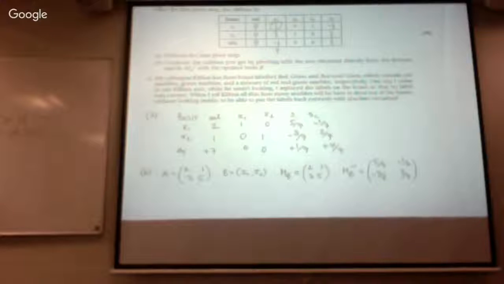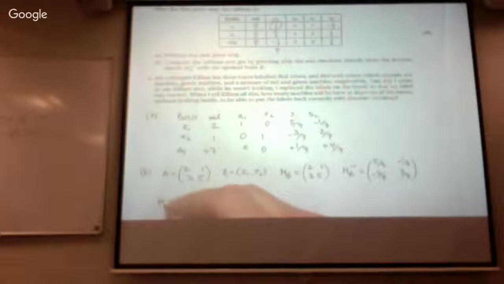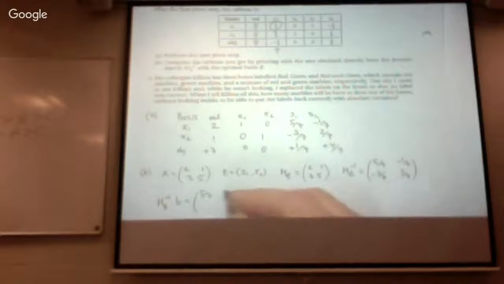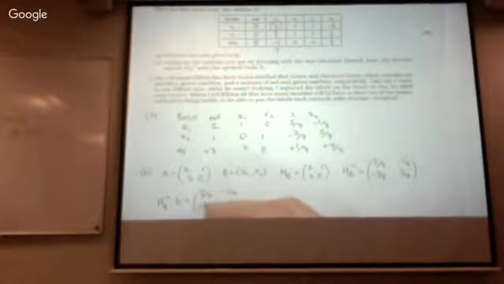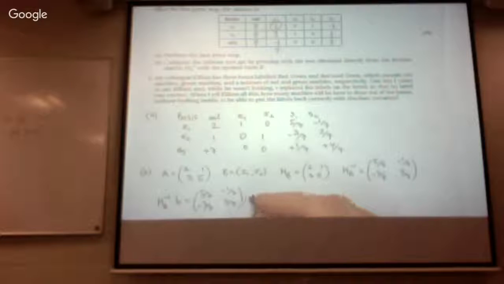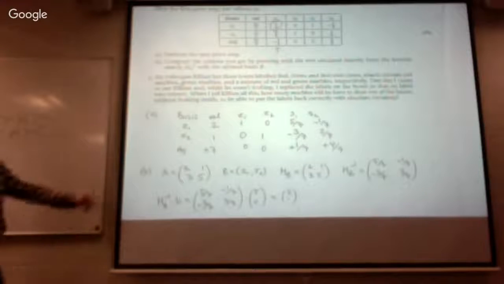And if you want the values, you take the inverse that you have and multiply it by the original right-hand side. So 5 over 7 and so on, times the original right-hand side of 5 and 11 in the example. So if you do this multiplication, you should get 2, 1, which is the values.